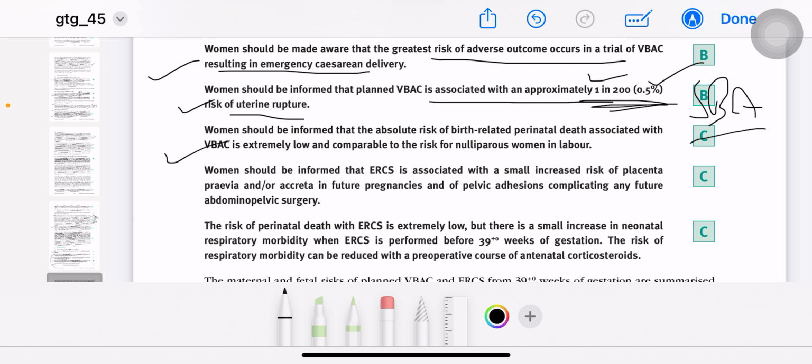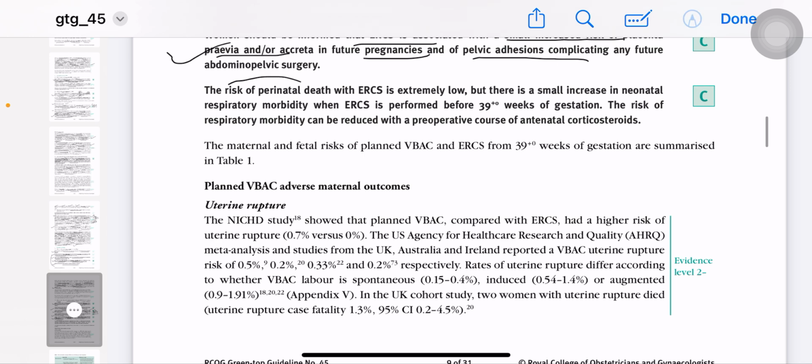Women should be informed that the absolute risk of birth-related perinatal death associated with VBAC is low, comparable to the risk for nulliparous women in labor. Women should be informed that cesarean section is associated with a small increased risk of placenta previa or accreta in future pregnancy, or pelvic adhesion complicated by any abdominal pelvic surgery.